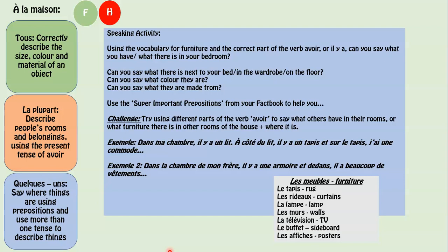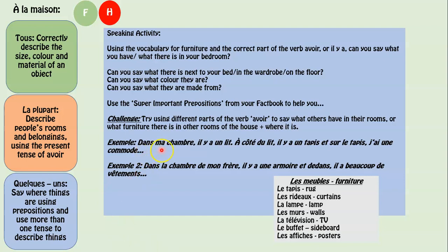So using the vocabulary for furniture and the correct part of the verb avoir or il y a, can you say what you have or what there is in your bedroom? Can you say what there is next to your bed or in the wardrobe or on the floor? Can you say what colour things are and what they're made from? You need to use the super important prepositions from your fact book to help you. Okay, and if you want an extra challenge, try using different parts of the verb avoir to say what others have in their room or what furniture there is in the house and where it is.